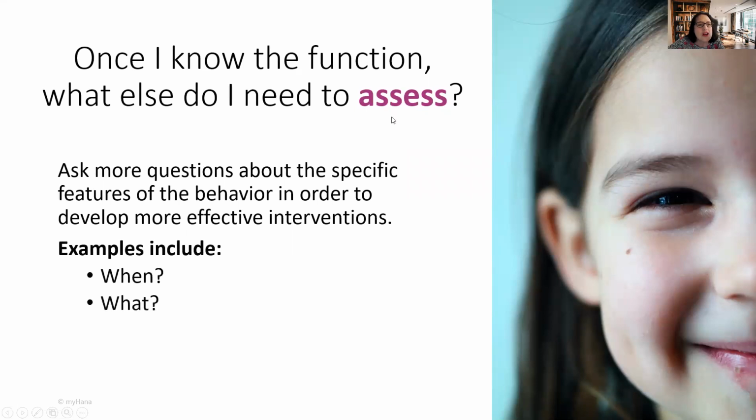So once you know the function, what else should you look at? And there's a lot of parts here. Ask more questions. When is it occurring? Around what things? And who does it occur with? Because people act differently when they're with different people, and we all know this.